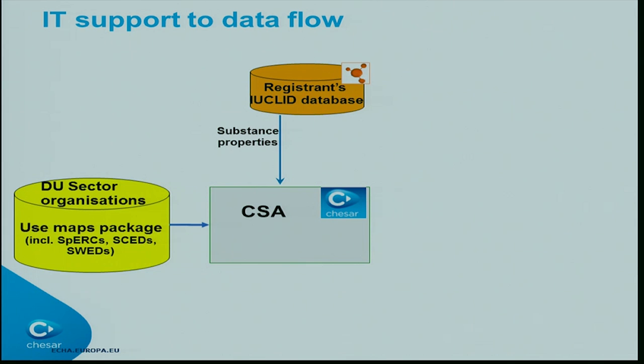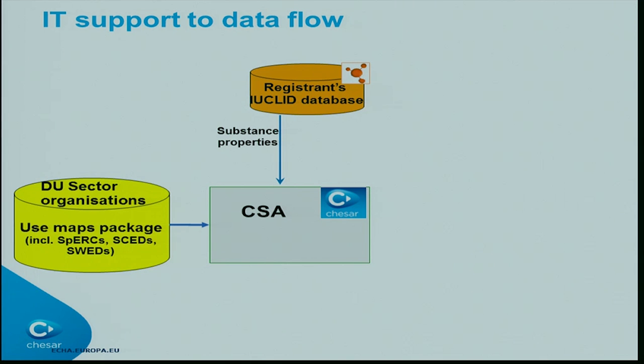Then, to report the information on the uses, what we think is the most efficient way is to find use maps which have been developed by sector organizations. Use map packages consist of use descriptions, so the sectors describe the key uses in the sector, together with the main conditions of use, which are included in what are called SPERCs for the environment, SCEDs for the consumer, and SWEDs for the worker. We are fully aware that not all sectors have developed use maps; some are being developed.